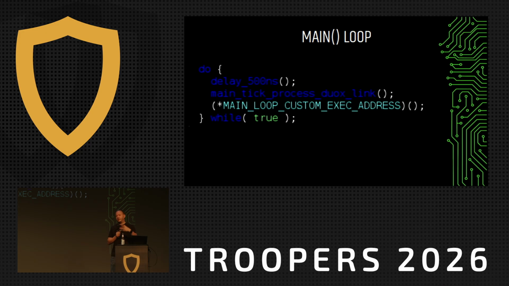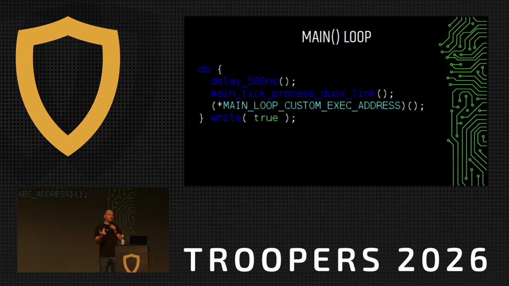So basically, there are interrupts, of course, as with any hardware. But the outgoing processing is done through the main loop. We have a 500 microseconds delay, so half a millisecond. And then 2 functions are called: main tick and process DUOX link. Of course, that's my name, I don't know how they call it. And then there's a custom function that usually processes audio, and that can be set to something.